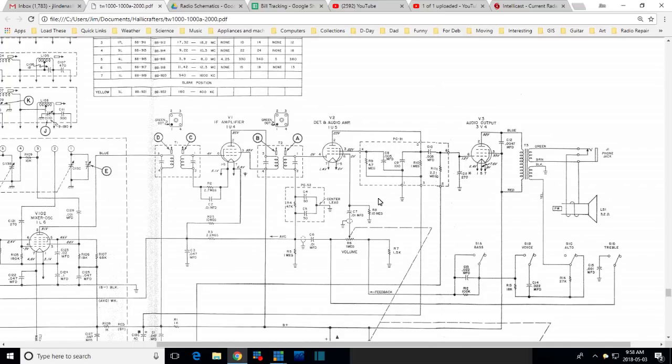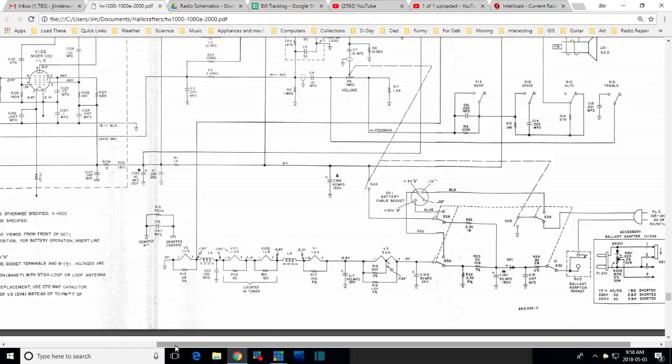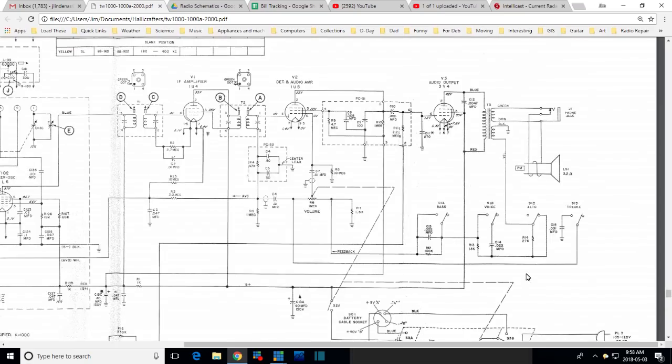So here's the integrated circuit and the wire coming out of it. That's the capacitor to ground, that other one. What's that star there for? Is there a secret surprise? Star, on some sets, C11 is 220. When making replacement, use 270 picofarad. So the output signal comes here.